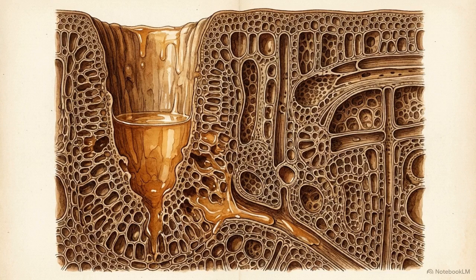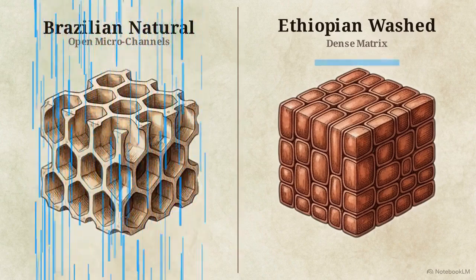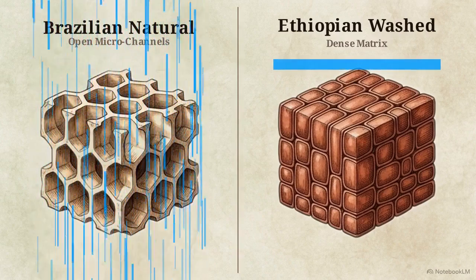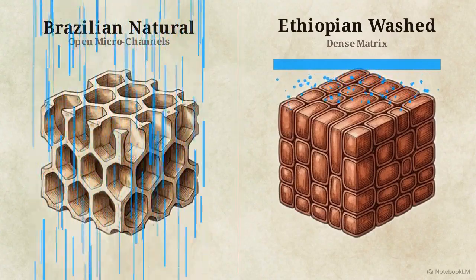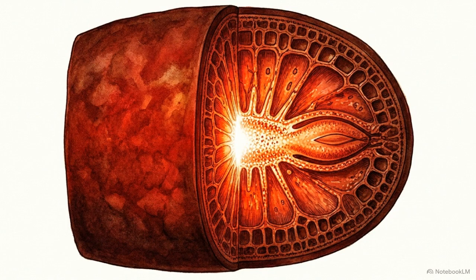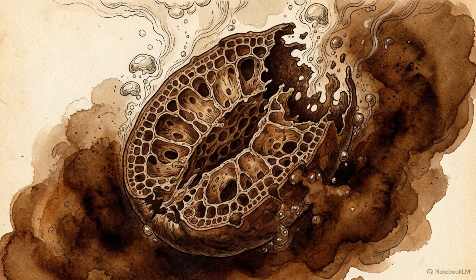Finally, under thermodynamic limits, the near-boiling water required to extract sweetness from the dense Ethiopian will concurrently burn and over-extract the porous Brazilian. Blending coffees of conflicting microstructures does not create harmony. It guarantees an unoptimized, compromised weighted average in the cup.